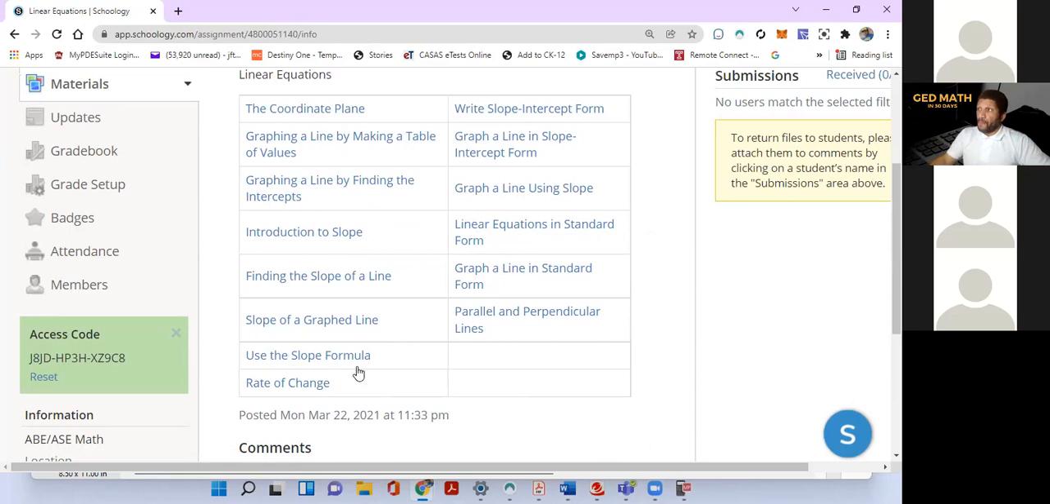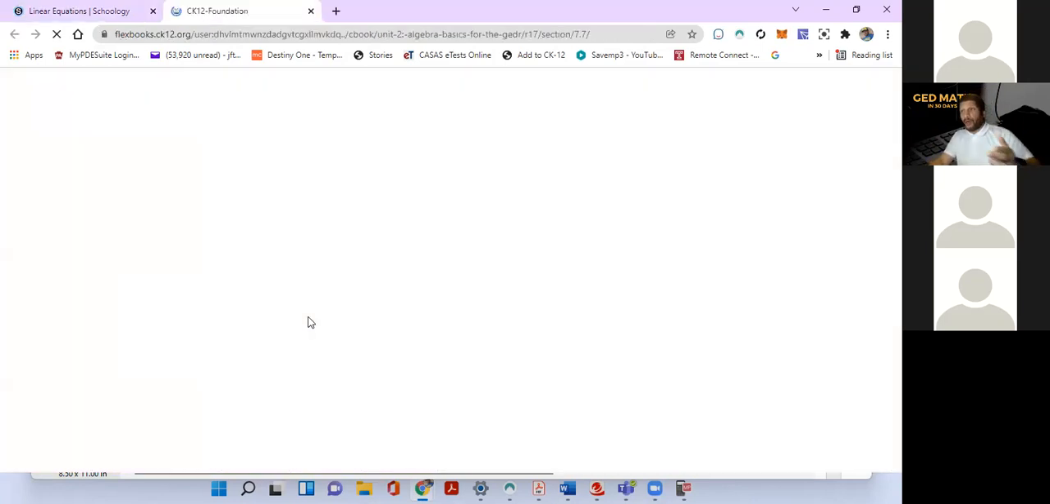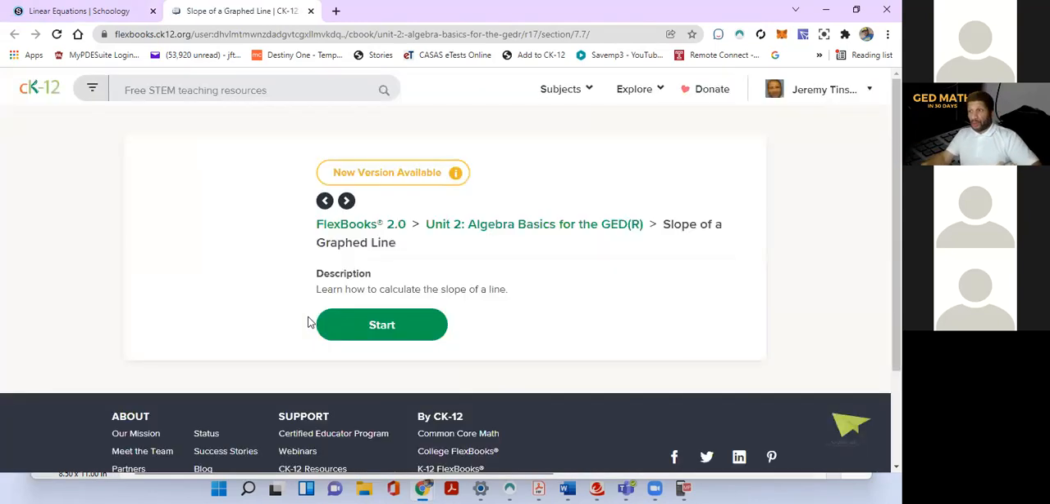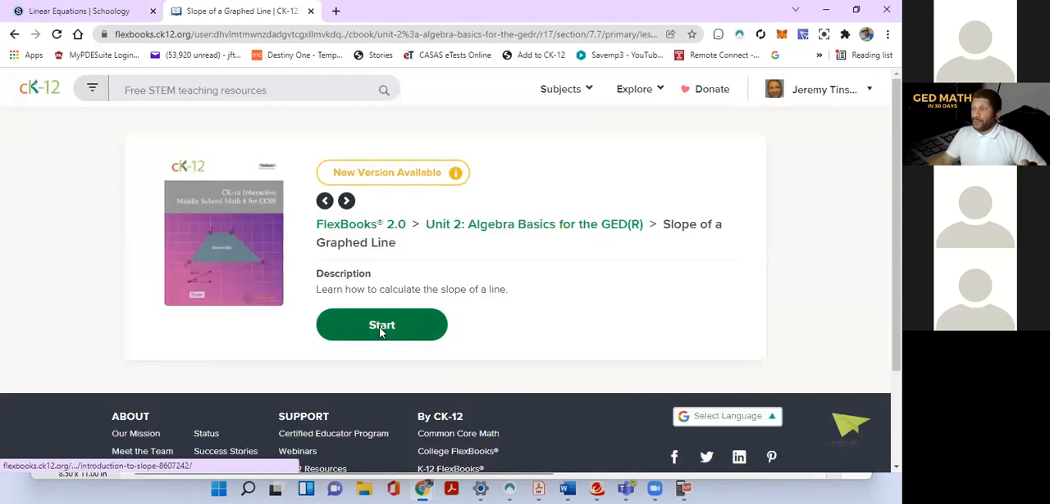So for example, find the slope of a line, slope of a graph line. So if you don't know how to do it, you can go to the math lesson, click on that link, and we'll open up an online textbook. Watch this, an online textbook.